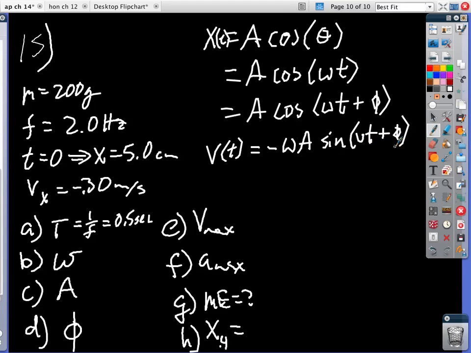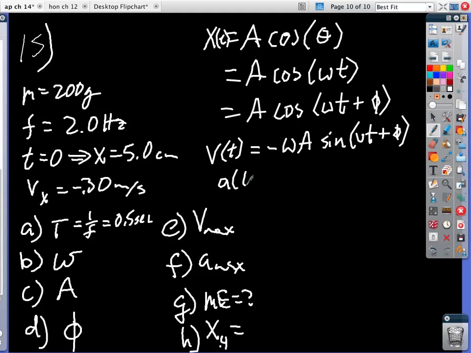Well, the max value of sine is 1. So the max of this is omega A. And of course, the max wouldn't be the negative, it would be the positive of this. We know it's a sine function, so it goes plus 1, minus 1, plus 1, minus 1. So then the max value for v is omega A. That's where we got that.